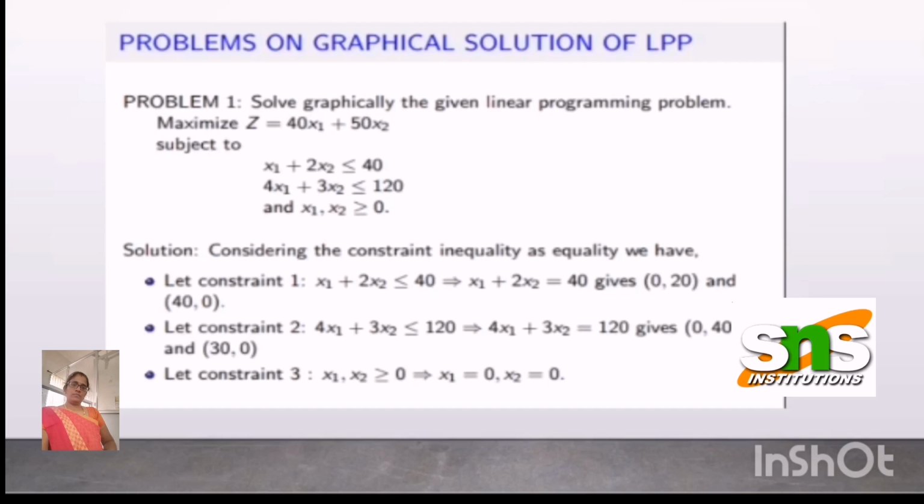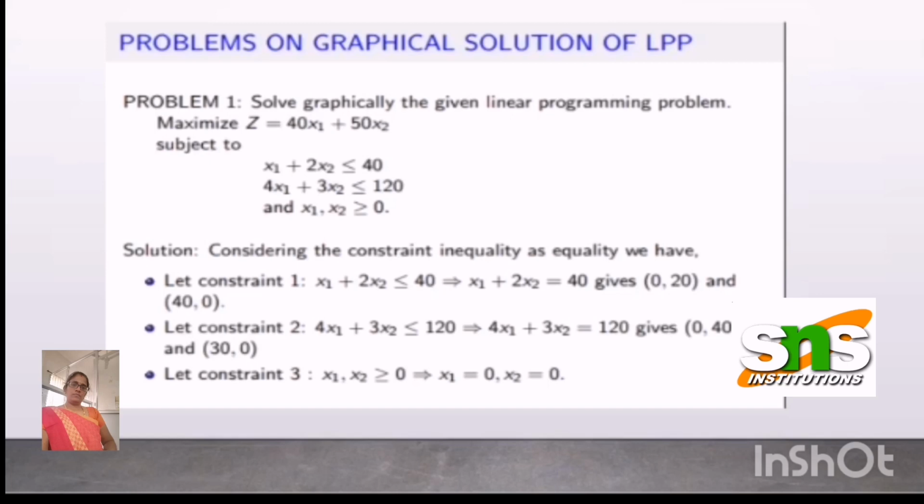First step is we consider the constraint inequalities as equalities. The first constraint is x1 + 2x2 ≤ 40. The equation of this is x1 + 2x2 = 40. We put x1 = 0, then we get x2 = 20, and we put x2 = 0, then we get x1 = 40. We get 2 points, (0, 20) and (40, 0). We use these 2 points to draw the first constraint.